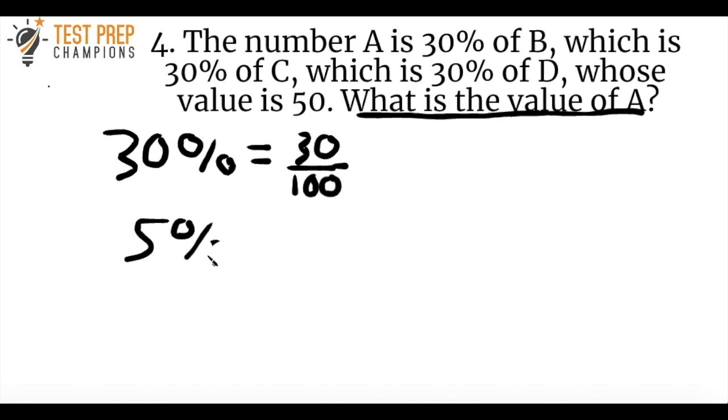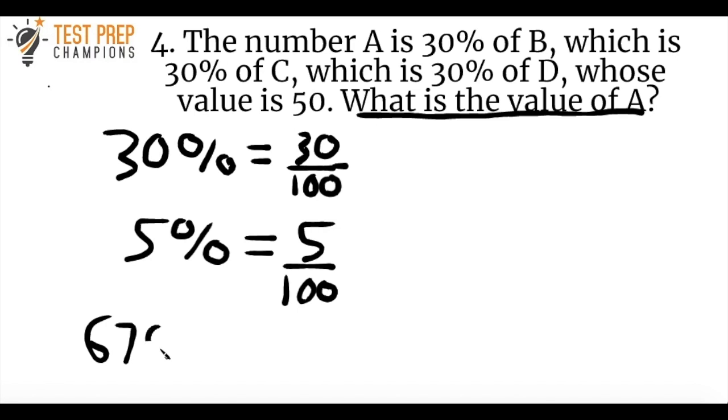How could I write 5% as a fraction? Well, to write 5% as a fraction, I would just say, percent means per 100, so that's 5 over 100. Or let's say, for example, we've got 67%. If I asked what 67% is equal to as a fraction, we know the percent tells us 67% is 67 per 100, so we would write that as 67 over 100.